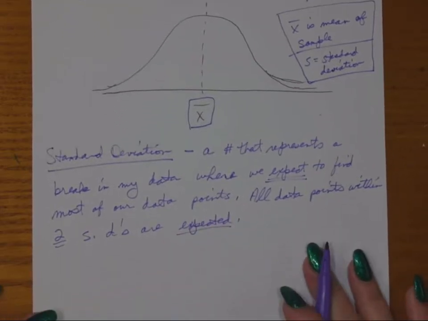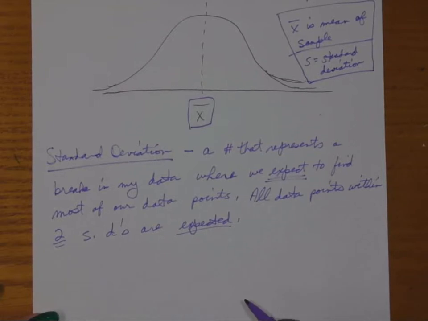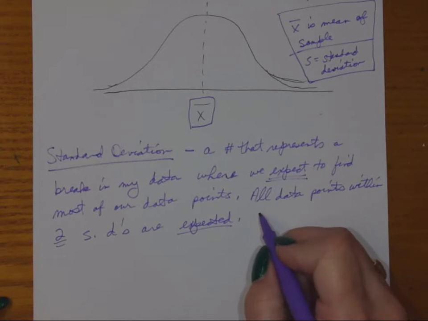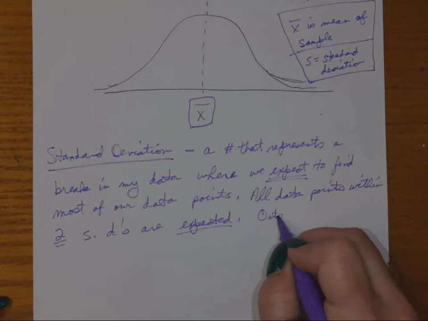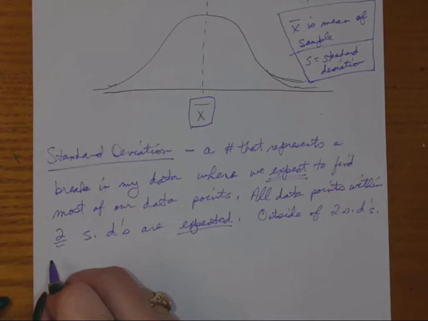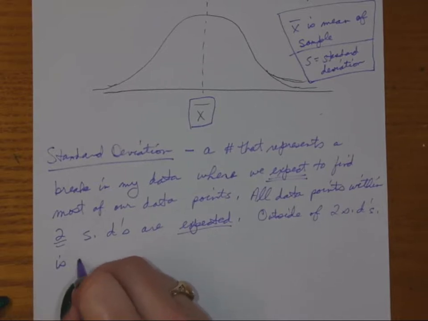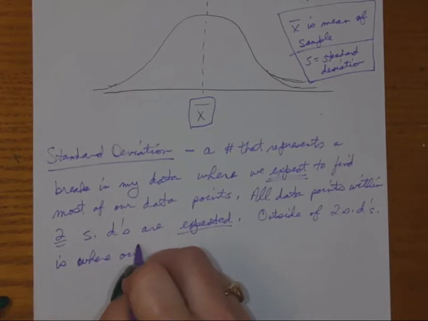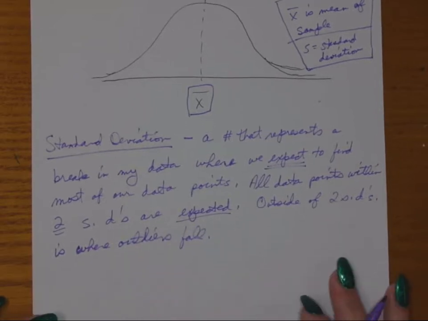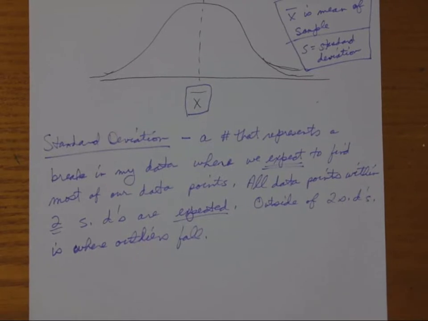Okay, and again, I say 2 standard deviations. That's for our purposes. Some stats books look a little more carefully. Some use 3 standard deviations, some use 2. So for our purposes, we're going to do 2, but just realize that that might vary from book to book or from teacher to teacher. Okay, outside of 2 standard deviations is where our outliers will be. Outliers fall there. Okay. So that's all kind of what we've already talked about.